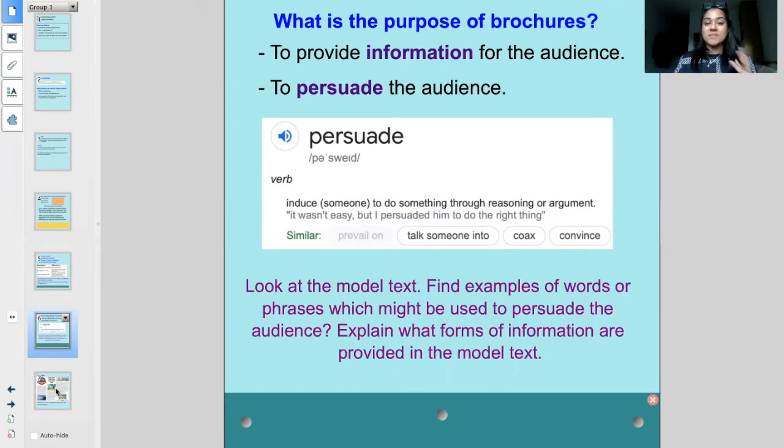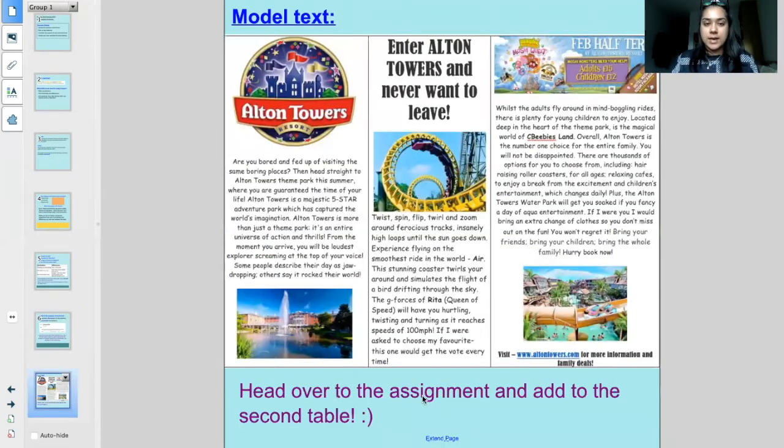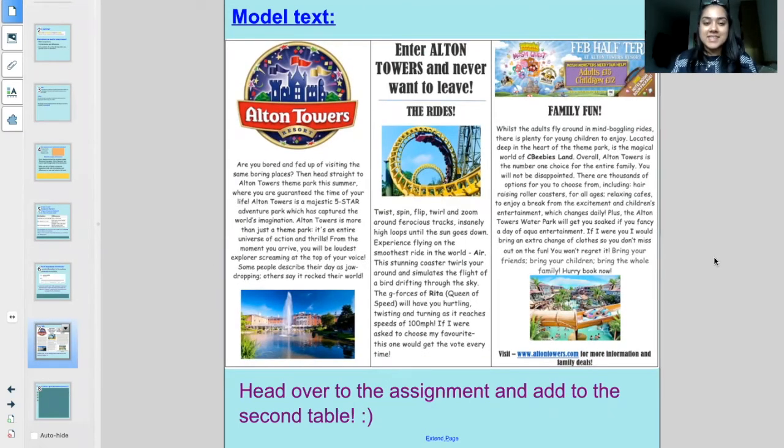So again, we're going back and forth from Teams to this video, but before you go, let's have a look at the model text together. We'll read through this together. Okay, so this is a brochure for Alton Towers. You may have visited Alton Towers. It's a huge theme park. Okay, so let's read this together.